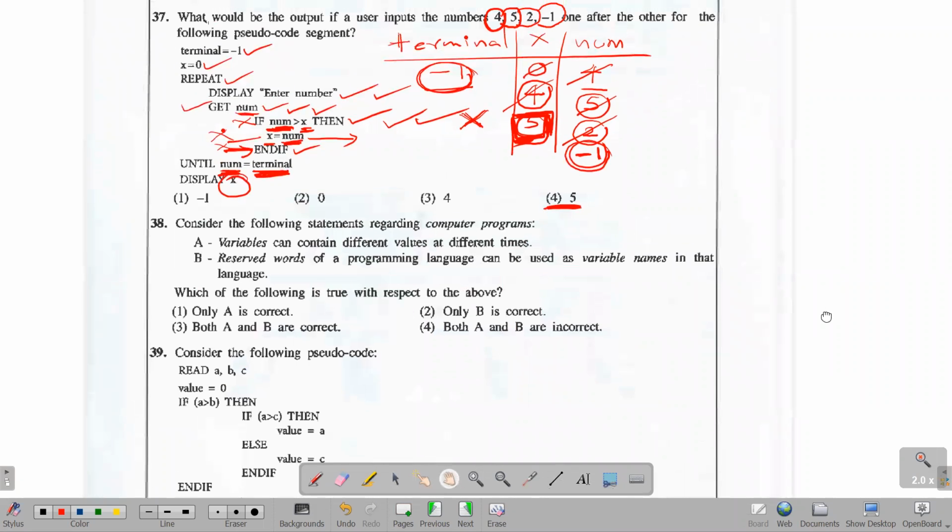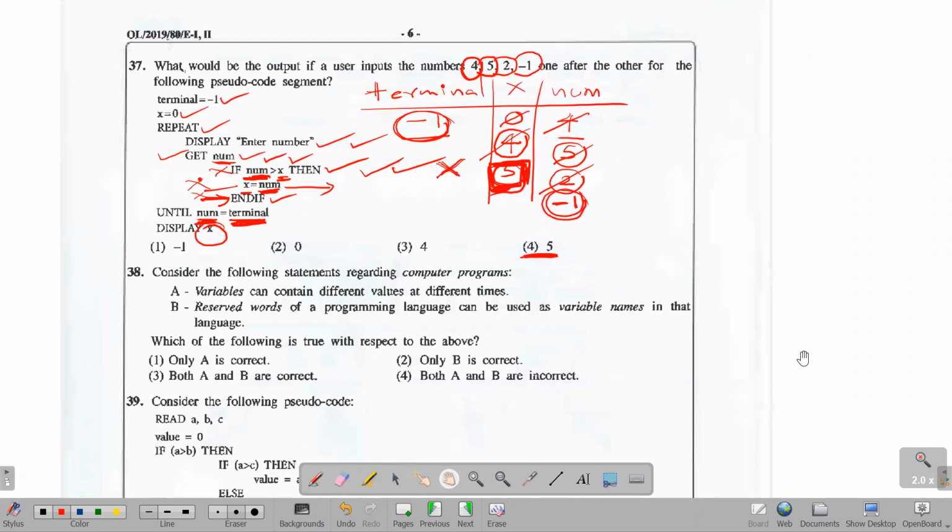So consider the following statement regarding computer programs. Variable can contain different value at different times. Yes, of course, that is why they are called variables. Reserved words of a programming language can be used as variable names in that language. No, we can never use a reserved word as a variable name. So this is wrong. So A is correct, B is incorrect. So the answer is going to be only A is correct.